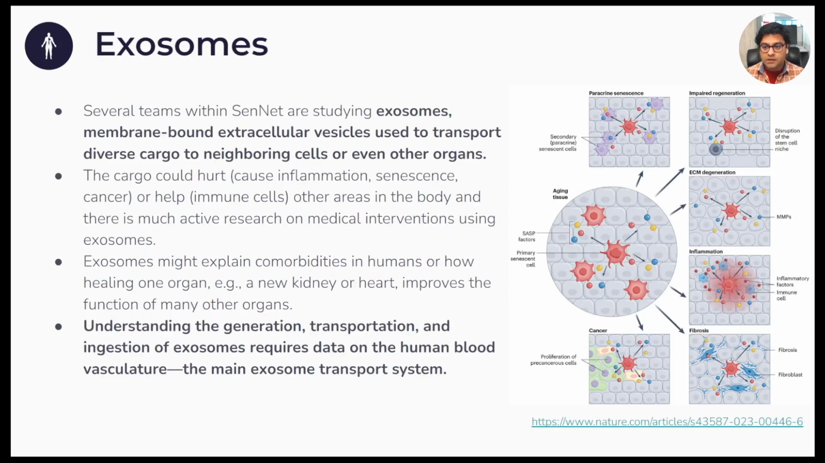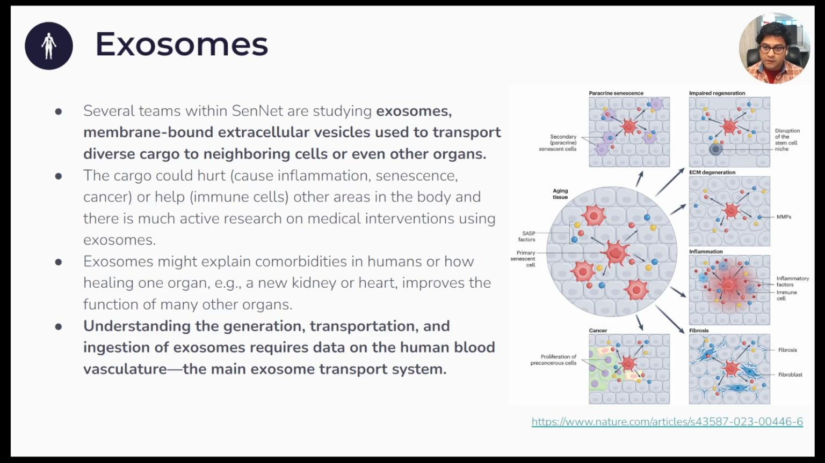One of the key challenges, which is something several teams in CENNET are working on, is the study of exosomes, membrane-bound extracellular vesicles used to transport diverse cargo to neighboring cells or even other organs. This cargo could hurt or help other areas in the body, and there's much active research on medical interventions using exosomes. Exosomes might help explain comorbidities in humans or how healing one organ improves the function of many other organs.